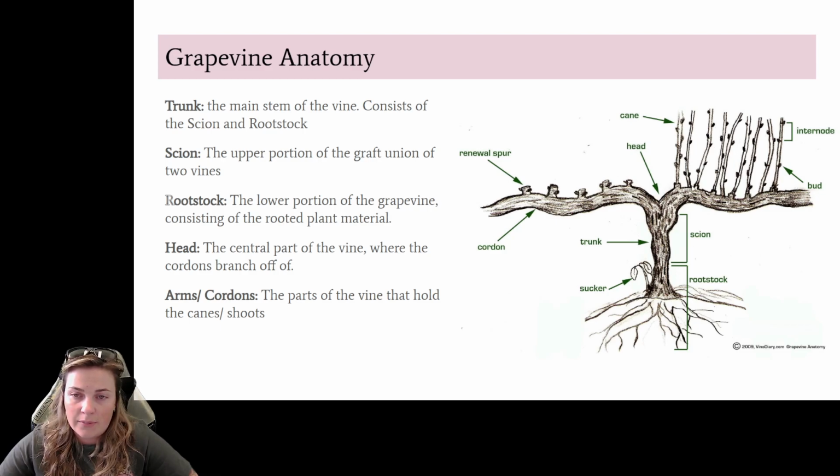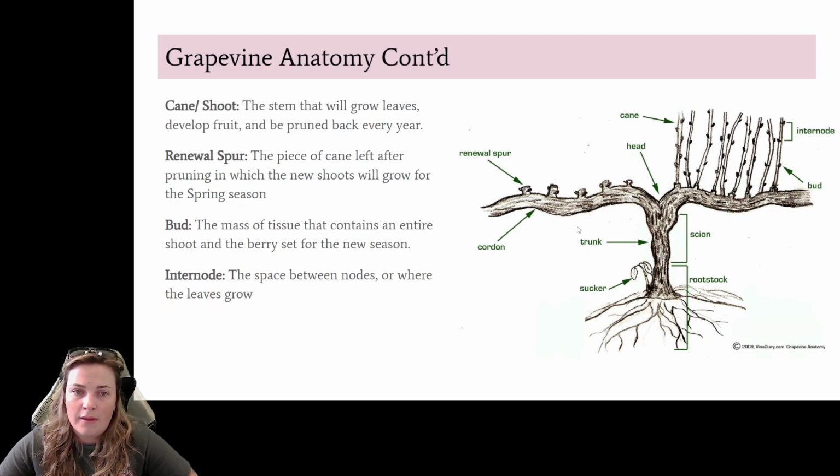Next we have the head. The head is the portion at the very top of the vine where the cordons come out of, right? So this is the central part of the vine. The arms and cordons hold the canes and shoots. These are going out in the bilateral method. These are the cordons, also known as arms. Then we have canes and shoots.